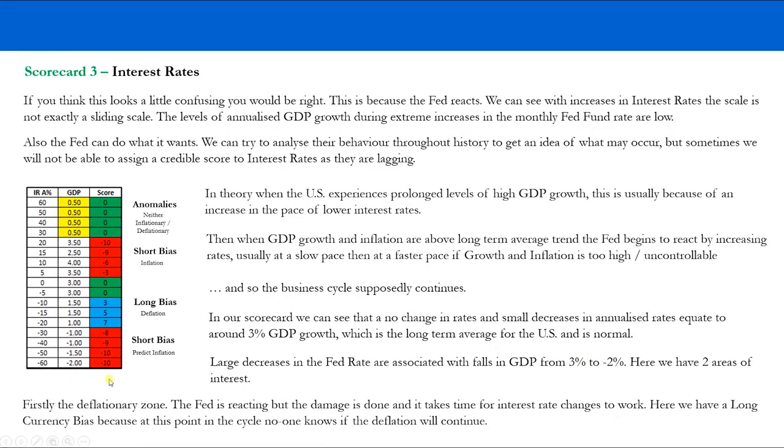And then, of course, we have the second area, when we have large percentage decreases in rates. We have the second area, the inflationary zone, where we're predicting future inflation.